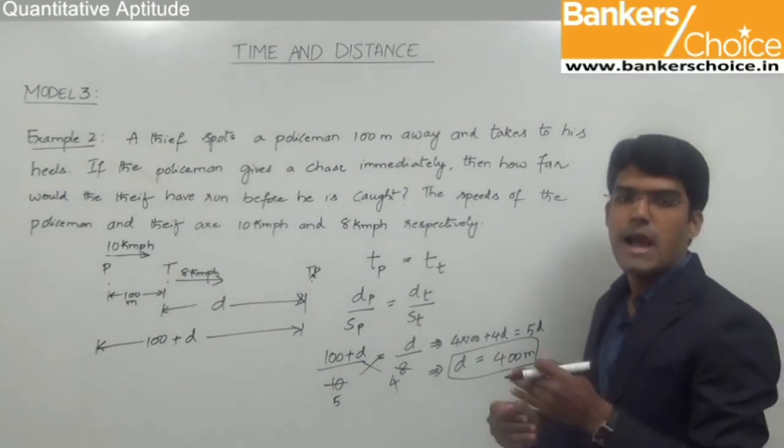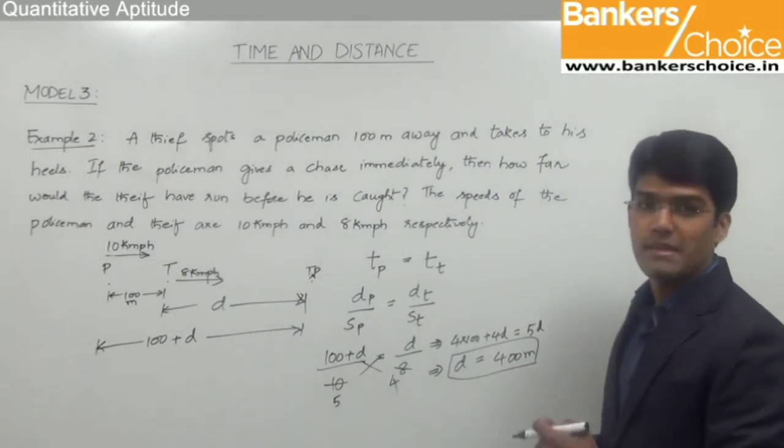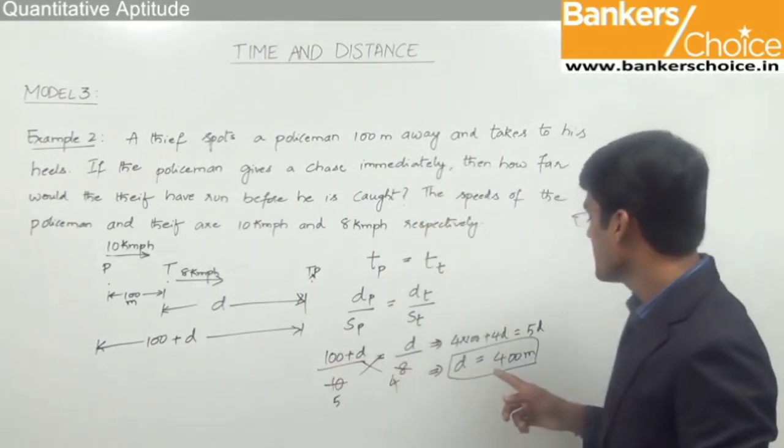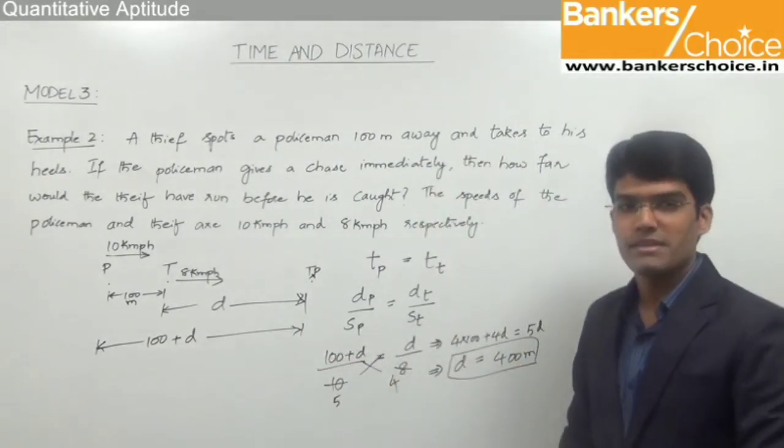Suppose the question says how much distance is covered by the policeman before he catches the thief, then our answer should be 100 plus d. That is nothing but 100 plus 400, 500 meters.